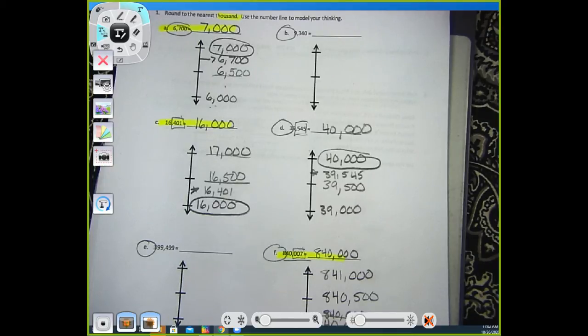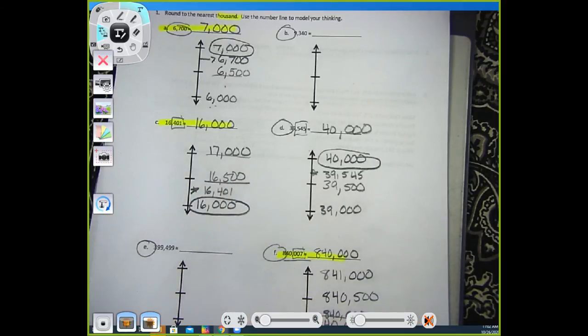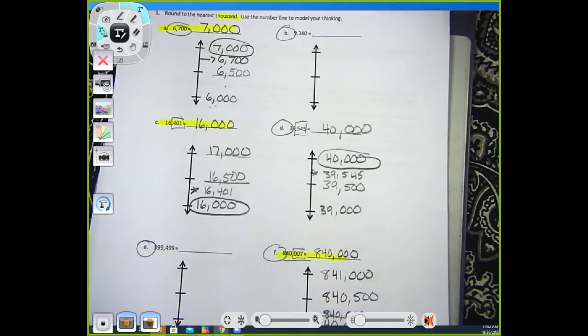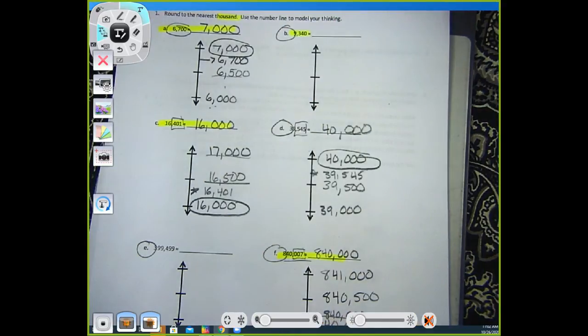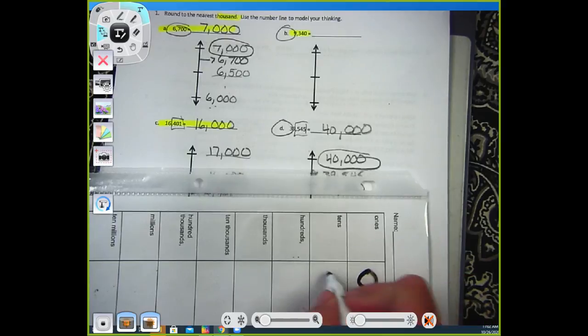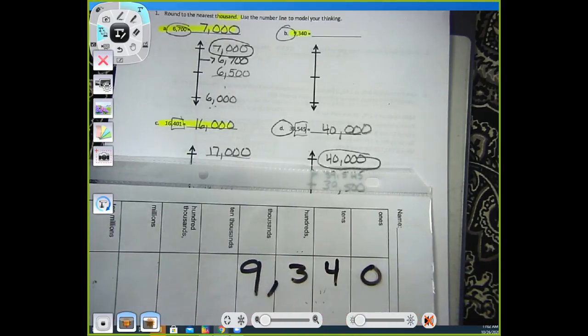Okay, should we tackle the easier one before we do the hard one? And again, if you're working by yourself, you can double check your answers with mine, and you can go work on the first page, okay? So let's go up and do B up here. We have 9,340. So let's write that on our place value chart, sorry.